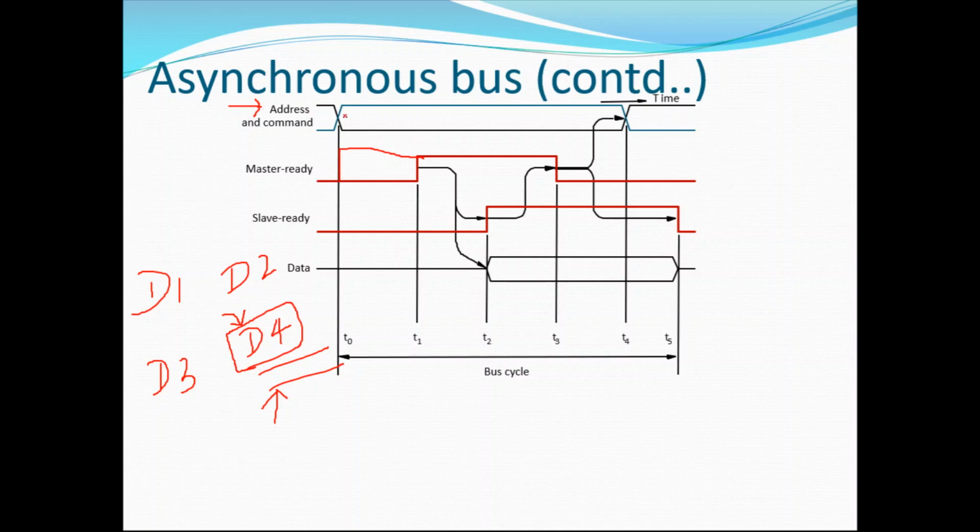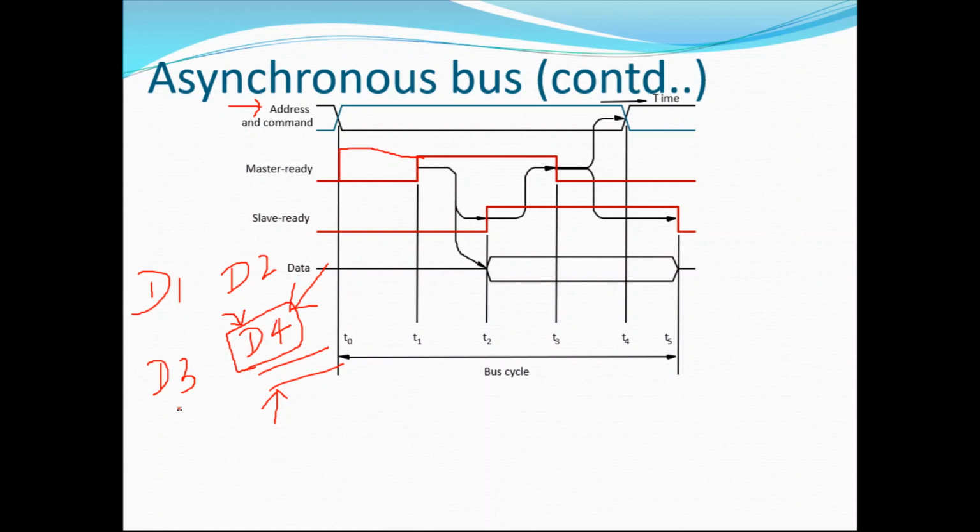Currently, the processor is placing this address and command at time t naught. Now say that the master ready signal has reached D4 first, but D4 is not able to see the new address and command placed by the processor. It is seeing some old address and command. D4 will assume that the processor wants to perform that operation and it will start doing that operation. That will become a malfunction, an erroneous operation.